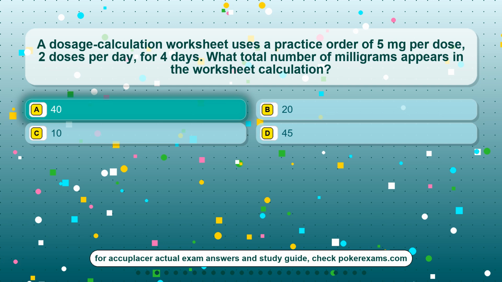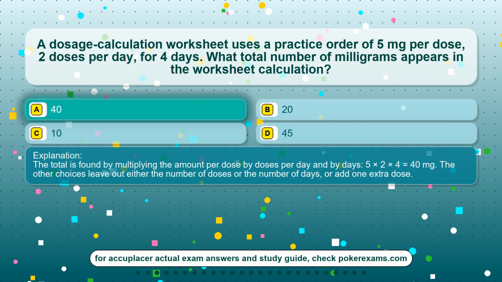The correct answer is option A. 40. The total is found by multiplying the amount per dose by doses per day and by days. 5 times 2 times 4 equals 40 milligrams. The other choices leave out either the number of doses or the number of days, or add 1 extra dose.